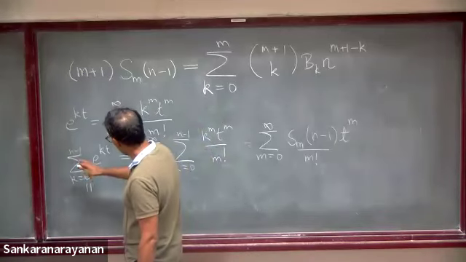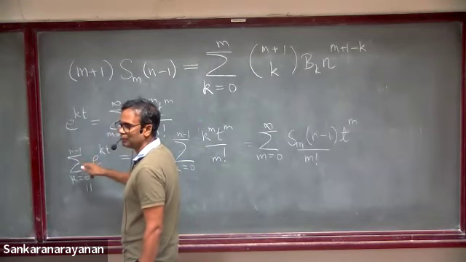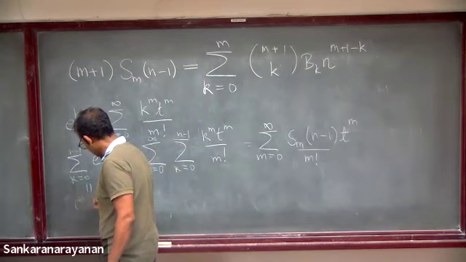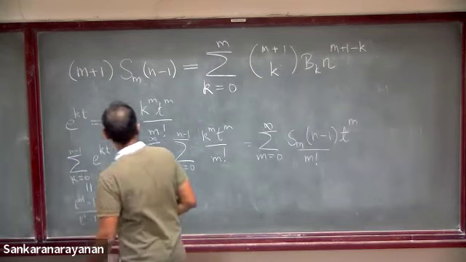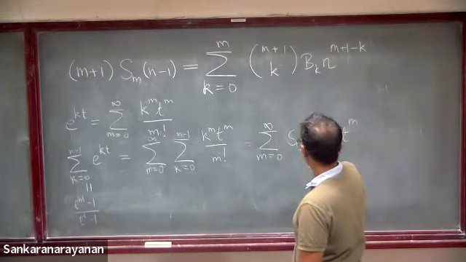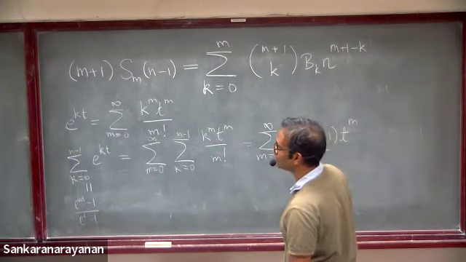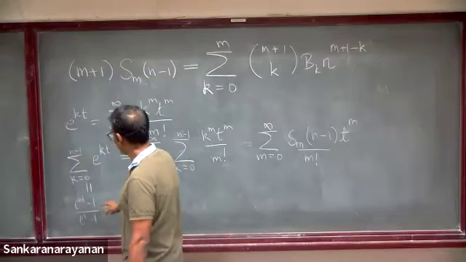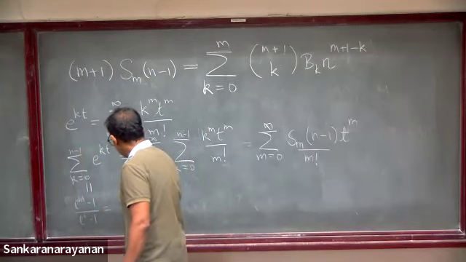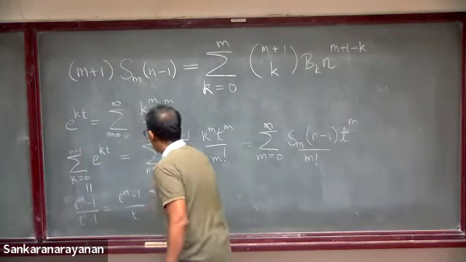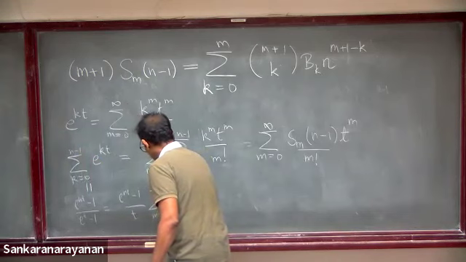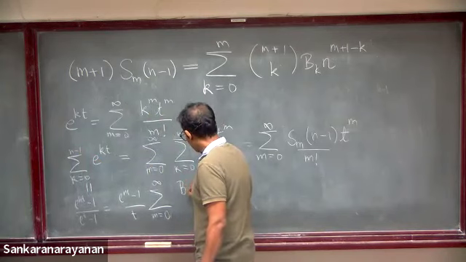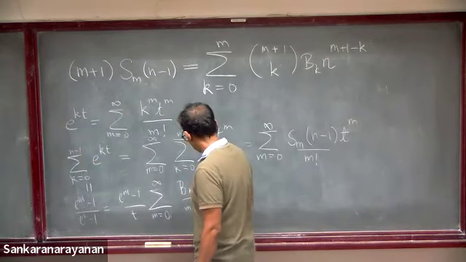So what is this? This is 1 plus e^t plus e^(2t) and so on. And what do we want? We want to prove this formula, right? So we'll put in the Bernoulli numbers. We'll put (e^(nt) minus 1) over t into the summation, and then we want to put B_m over m factorial times t to the power m.